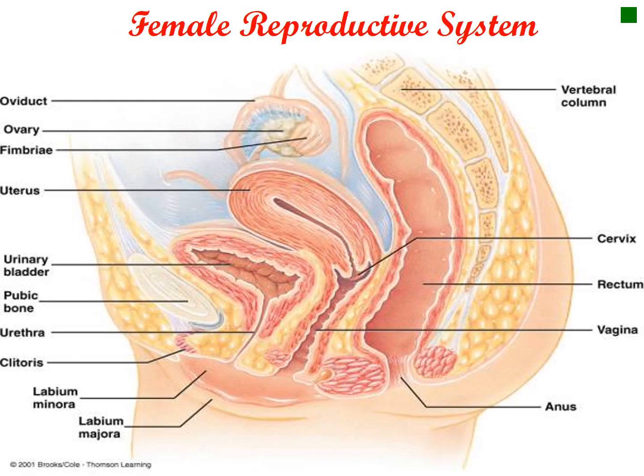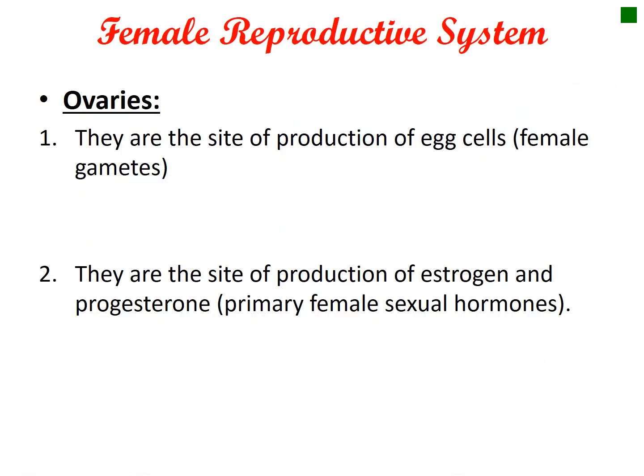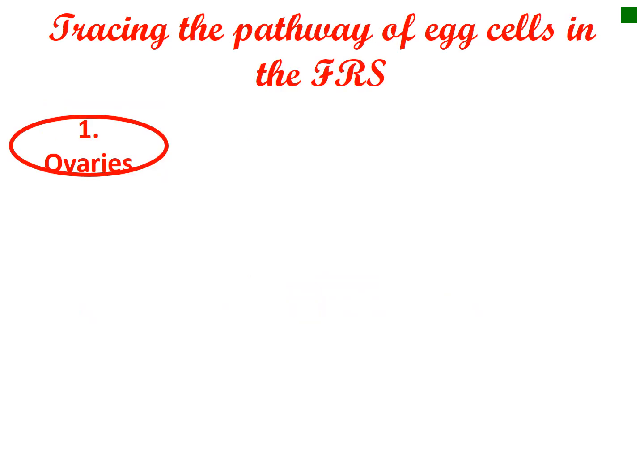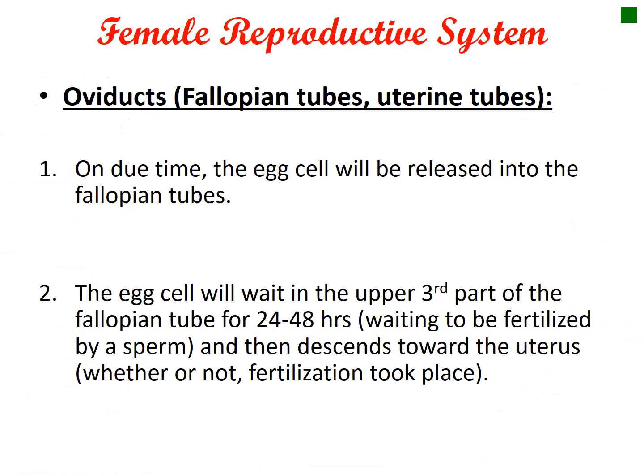Female reproductive system. Let's start with the ovary. The ovaries are the site of production of the egg cells, female gametes, and of the primary sexual hormones, estrogen and progesterone. So ovaries are the female gonads. Pathway of the egg cell in the female reproductive system: first, ovaries. Second, we have the oviduct, called fallopian tubes or uterine tubes. The egg will be released into the fallopian tubes. The egg will wait in the upper third part of the fallopian tube for 24 to 48 hours, waiting to be fertilized by a sperm, and then descend toward the uterus.